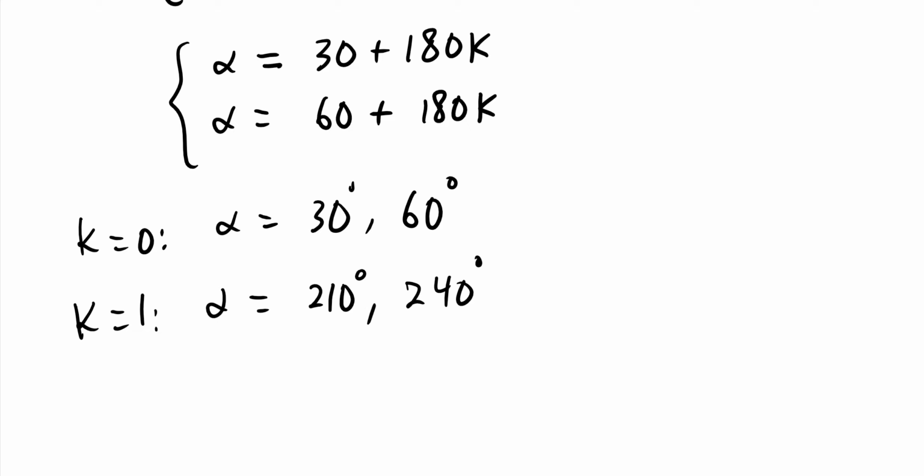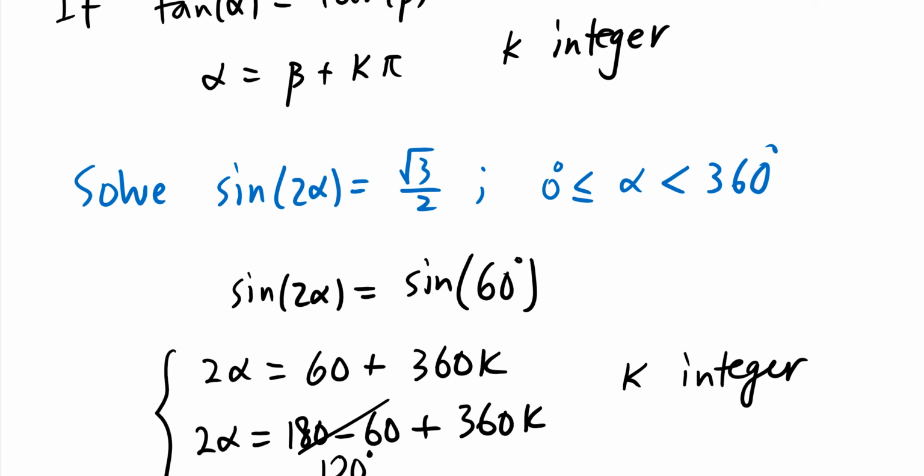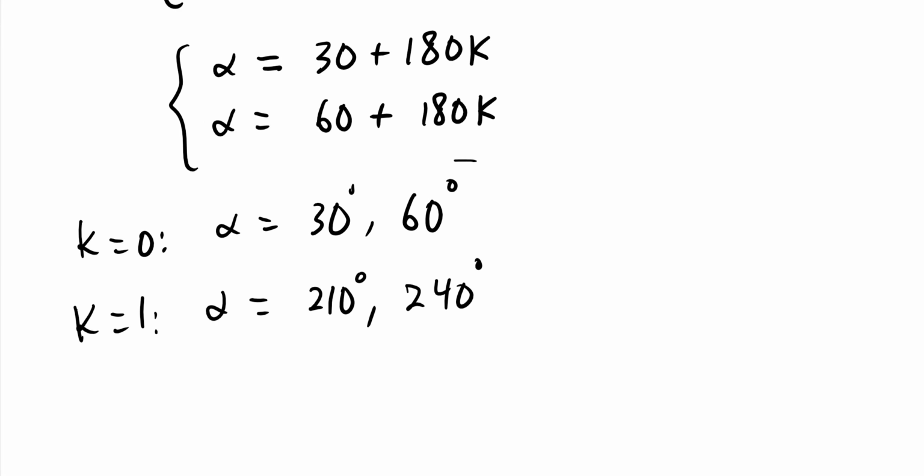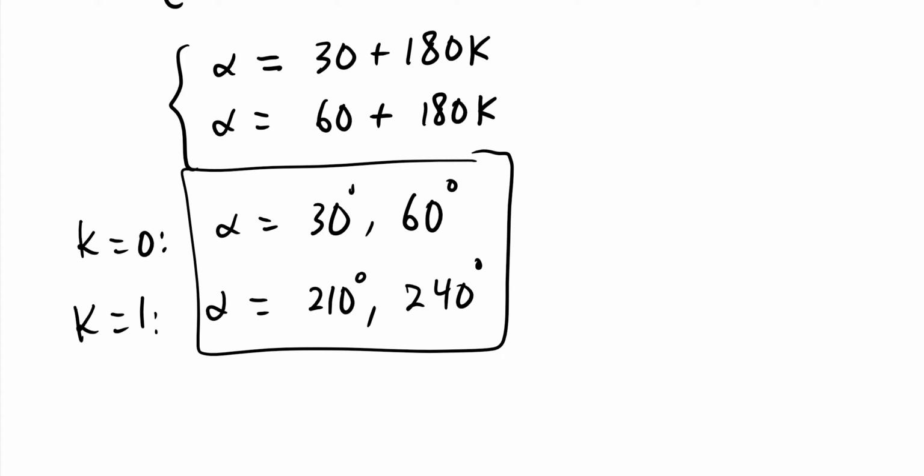I got 4 values so far. If I take k equals 2, each one of them will exceed 360, so we don't have to worry about that. Now, do I have to check them? Well, did I square both sides? No, I didn't. So we don't have to check. So these would be the alpha values.